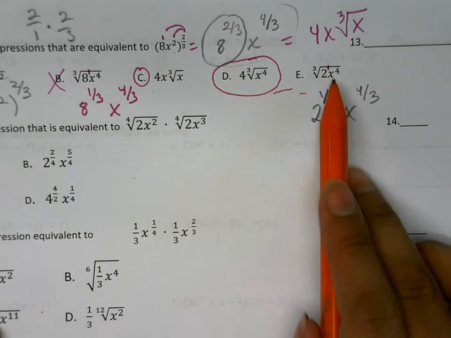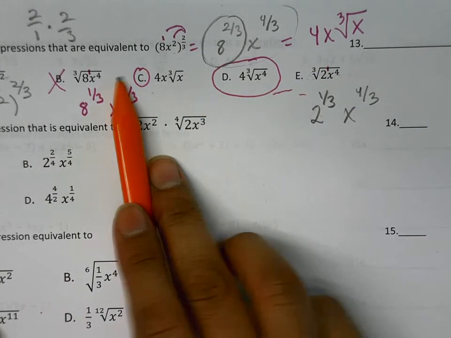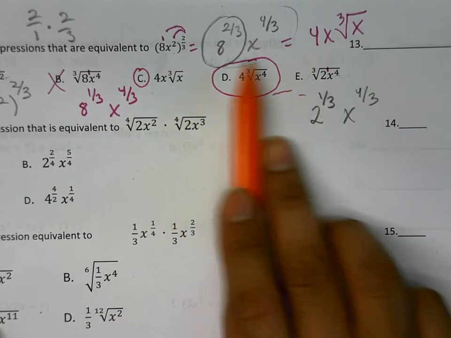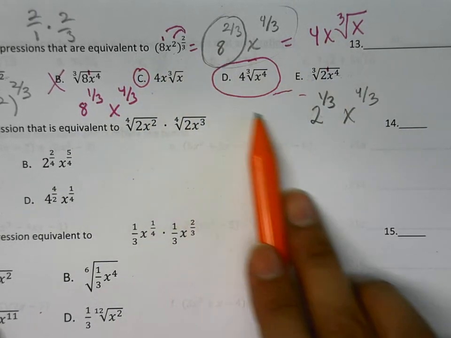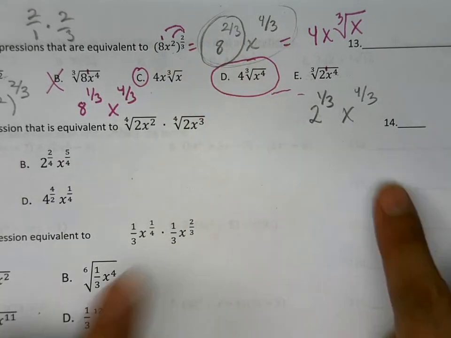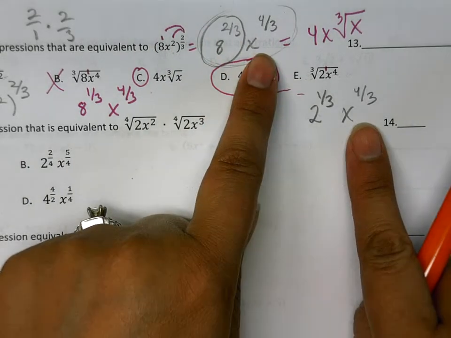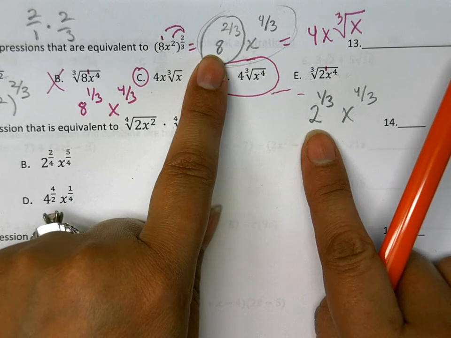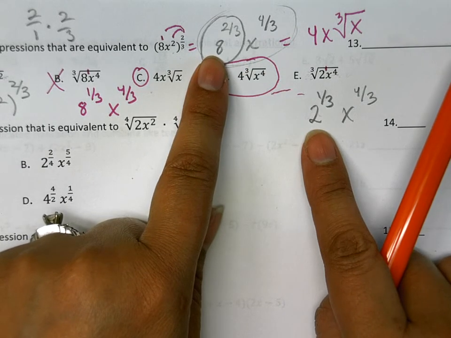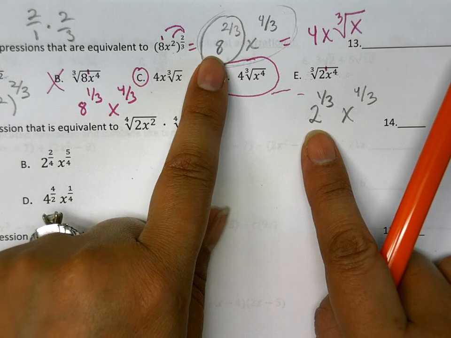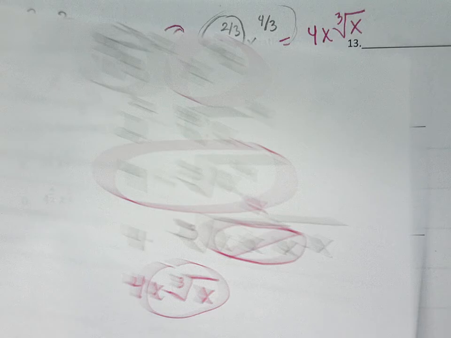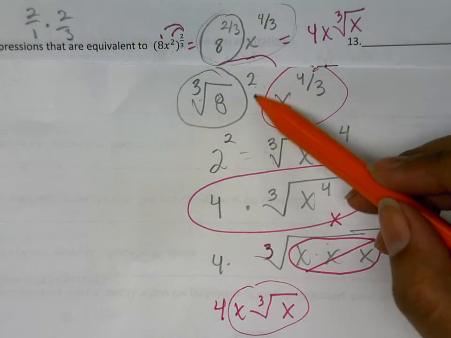Okay, does it look more like the first? I mean, if I'm going to compare them to one, would I compare it to the first, the middle, or the last? Which one should I compare it to? The middle. X to the 4/3, does it match? Yes. And 8 to the 2/3, is that equivalent to 2 to the 1/3? No. No, it is not. 8 to the 2/3 became what when we simplified it? What did it become?